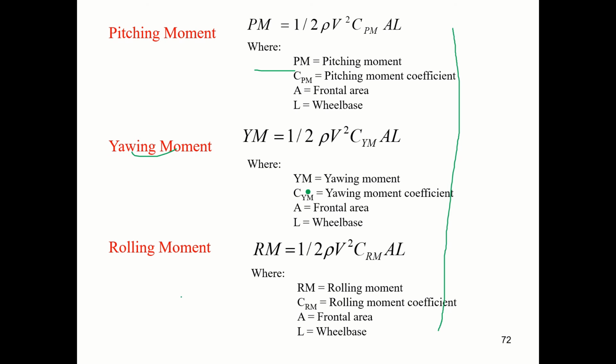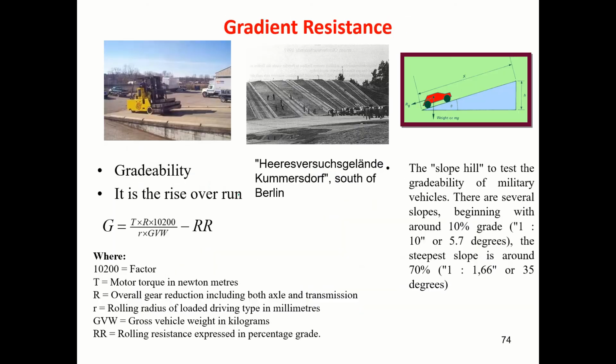Okay, fine. So that is the idea behind this. Next, gradient resistance. If at all you take a gradient, simply you take a gradient, right? If this is your vehicle here, the weight of the vehicle will be acting vertically downwards.